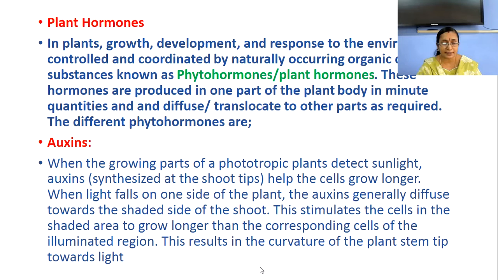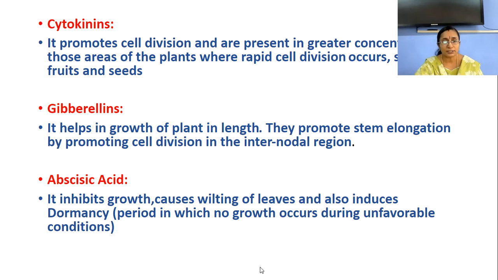Okay, so the cells in the stimulated area, the shaded area, will grow longer, and the cells on the illuminated region, that is the lighted part, will not grow much. So this results in the curvature of the plant stem tip towards light. So auxins help in general growth of the plants. Then another type of hormone that helps in growth is cytokinins, because it promotes cell division. They will generally be found in the plants in all those areas where cell division continuously occurs, especially when the plant is growing in all parts of the stem, and in fruits and seeds.